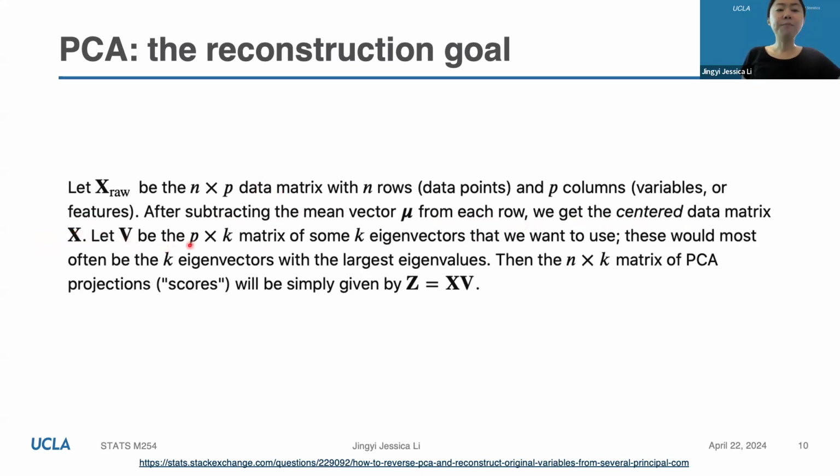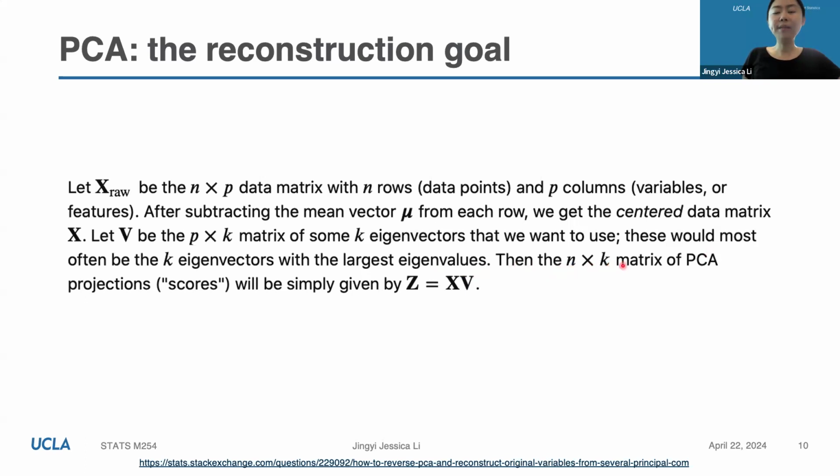Let V be the P by K matrix of some eigenvectors that we want to use. Just to clarify, the eigenvectors are eigenvectors of X transpose X. So this means that we have K PCs from top 1 to top K. These would most often be the K eigenvectors with the largest eigenvalues. You go through the largest eigenvalue, second largest eigenvalue, etc.